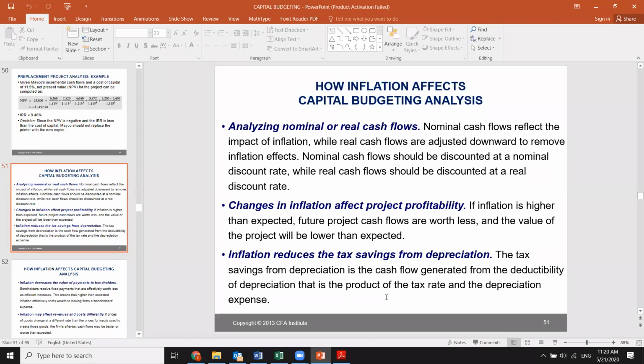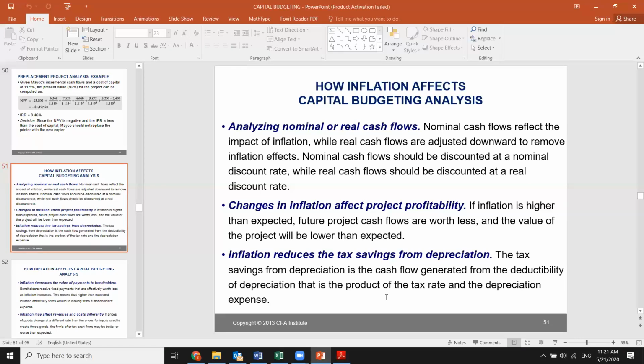But when it comes to the real cash flow, the cash flows are actually adjusted for inflation. That means that we are removing the inflation from the real number. Okay, this is what it means. When you see terminology like real and nominal cash flows, nominal cash flows include the effect of inflation.